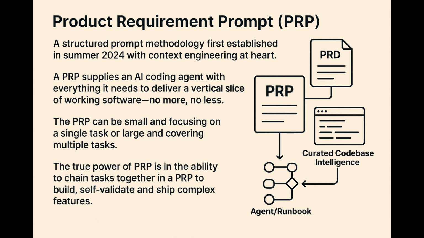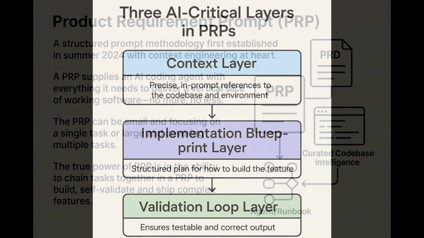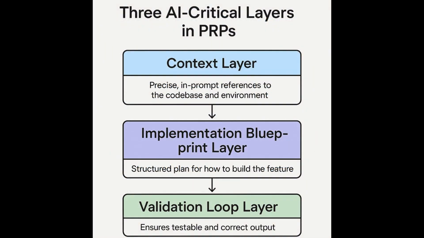A PRP supplies an AI coding agent with everything it needs to deliver a vertical slice of working software. No more, no less. The PRP can be small and focusing on a single task, or large and covering multiple tasks. The true power of PRP is in the ability to chain tasks together in a PRP to build, self-validate and ship complex features. How PRP differs from traditional PRD.